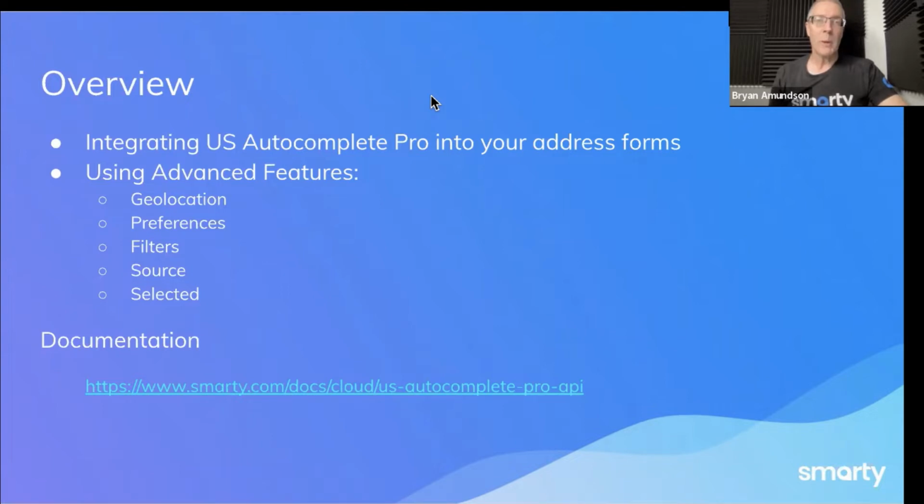First of all, we want to talk about integrating Autocomplete Pro into your address forms. We've got a really easy way to do that, and we'll show you in a second. Then we want to discuss the advanced features: geolocation, what it means and how to use it, preferences, filters, and source, which essentially means our autocomplete can give you postal and non-postal addresses, which is handy in a lot of situations. And then the selected parameter, which we'll explain in just a little bit. And as you'll see, the documentation is hopefully good. When I wrote it, I wanted to make sure it had all the details in there, so hopefully it will be helpful for you.